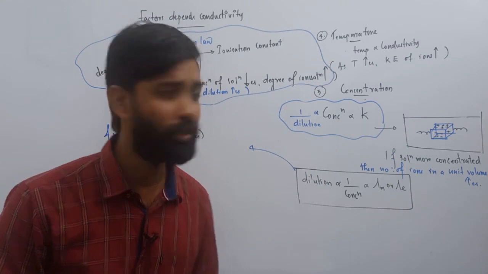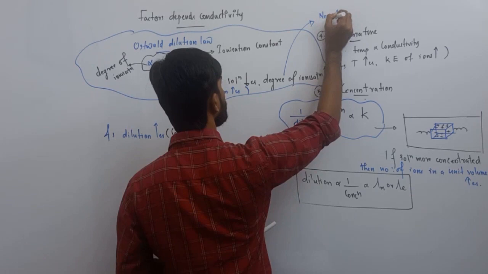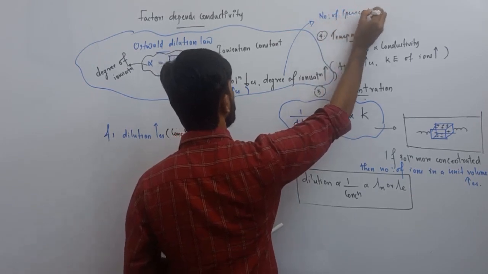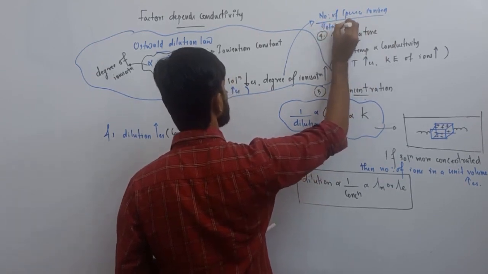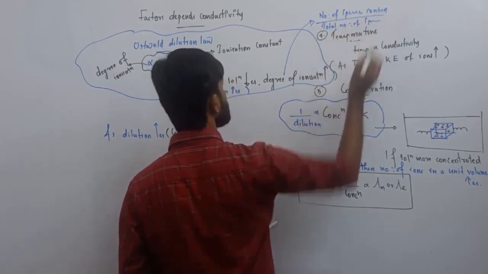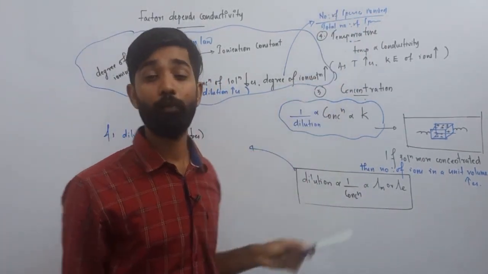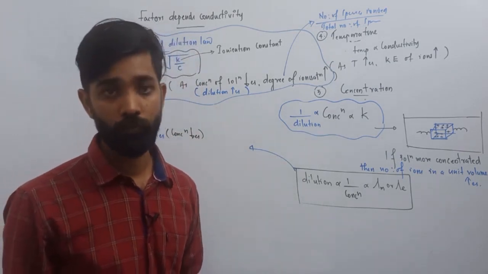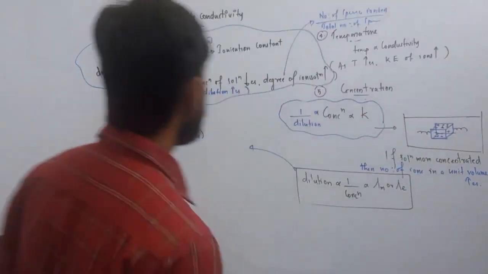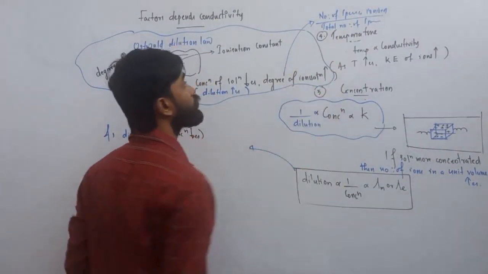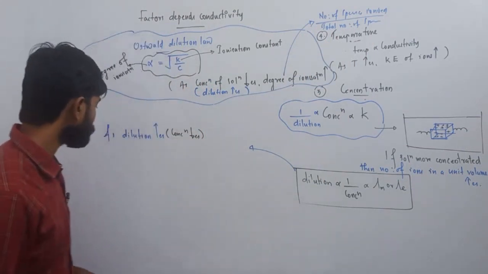What do you mean by degree of ionization? Degree of ionization is the number of species ionized divided by the total number of species. If degree of ionization increases, it means the number of species ionized will be increased, because the total remains constant always, right? So as degree of ionization increases, the number of species ionized increases. That is the meaning.